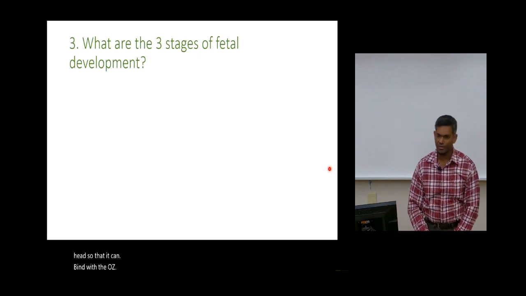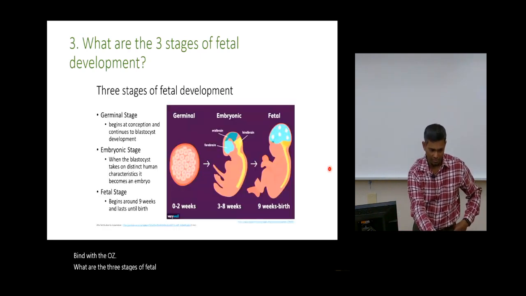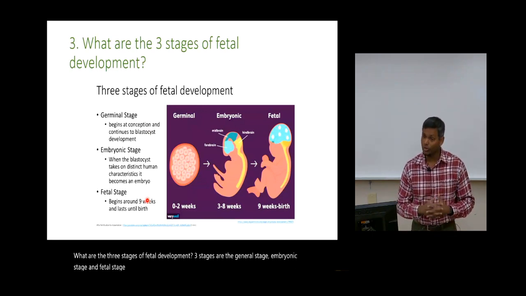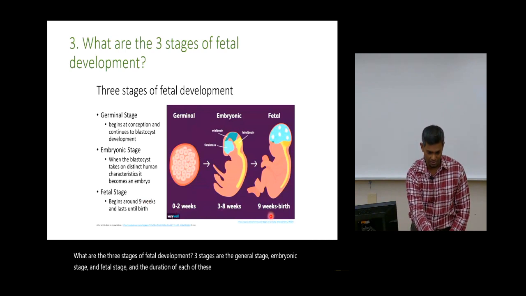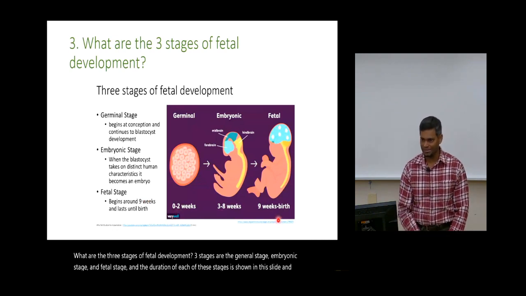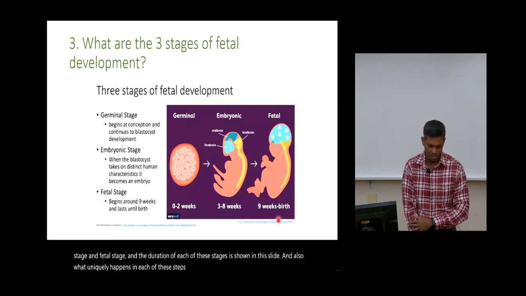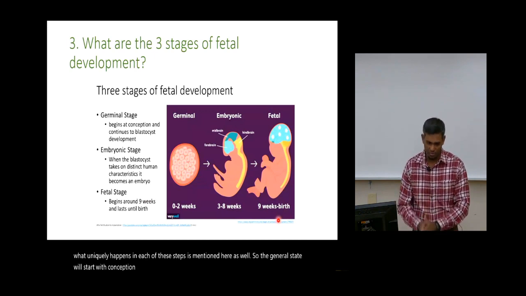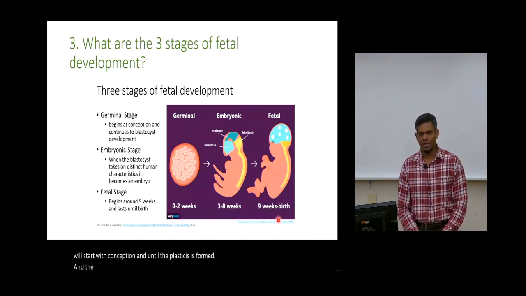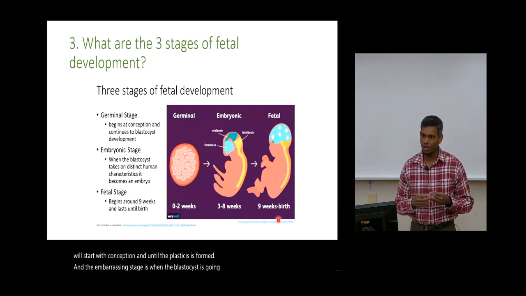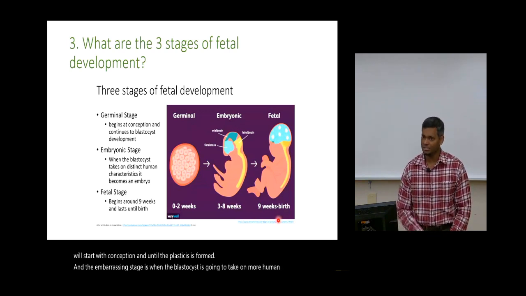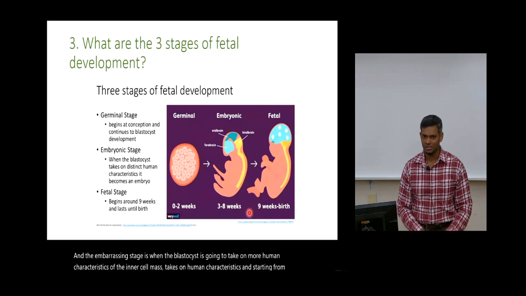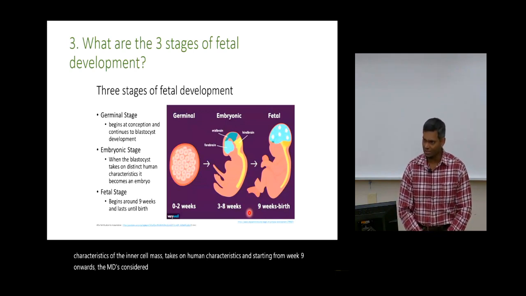What are the 3 stages of fetal development? The 3 stages are the germinal stage, embryonic stage, and fetal stage, and the duration of each of these stages is shown in this slide, and also what uniquely happens in each of these steps is mentioned here as well. So the germinal stage will start with conception and continue until the blastocyst is formed, and the embryonic stage is when the blastocyst is going to take on more human characteristics. So the inner cell mass takes on human characteristics, and starting from week 9 onwards, the embryo is considered a fetus until birth.